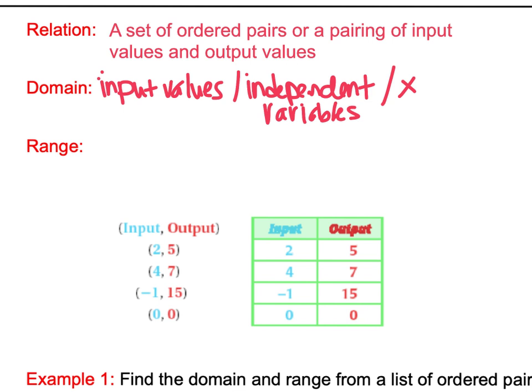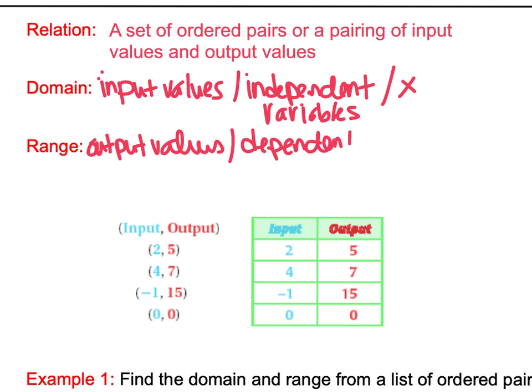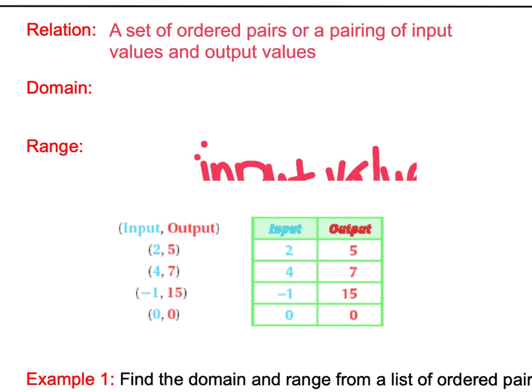So let's look at range. Well, it's the opposite of the domain. These are the output values. Those are called the dependent variables in science class. And the letter you are used to associating those with is y. So x values are your domain and y values are your range. And it's really important that you memorize those.